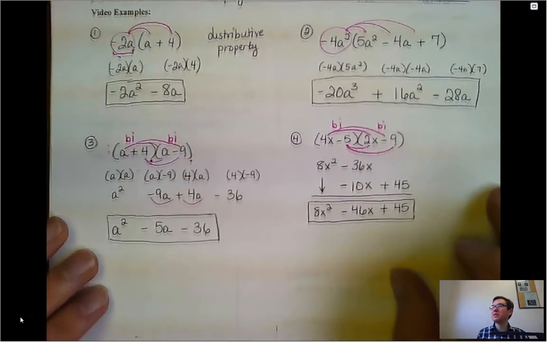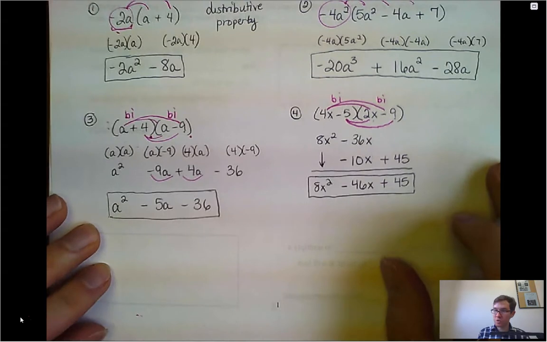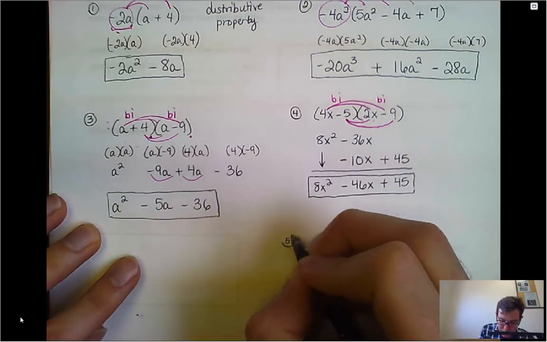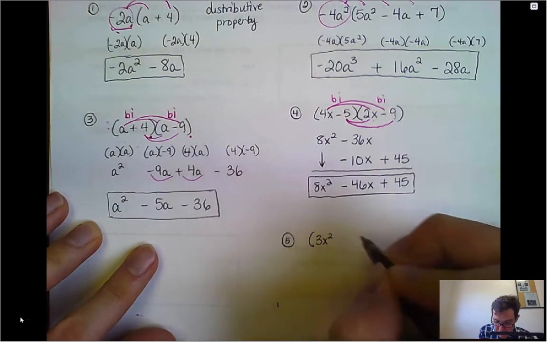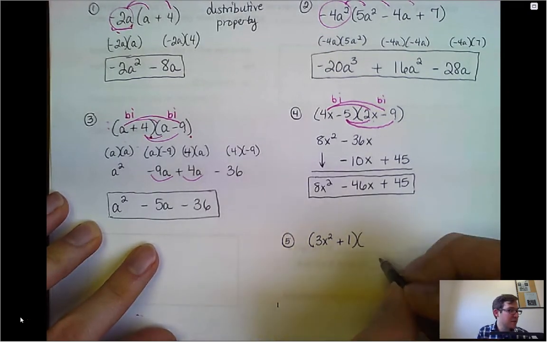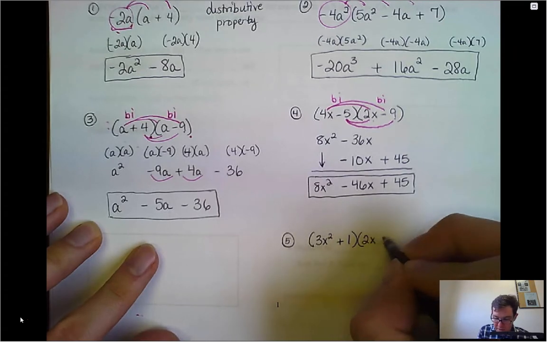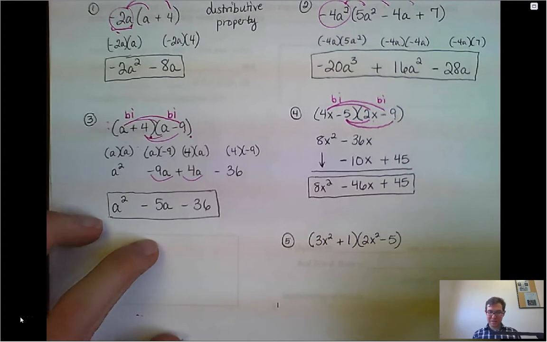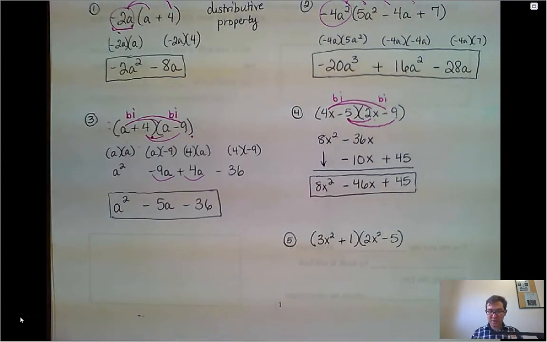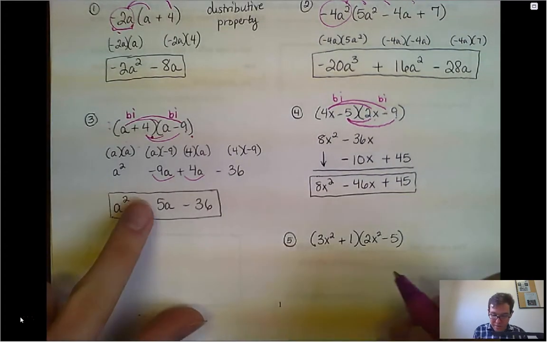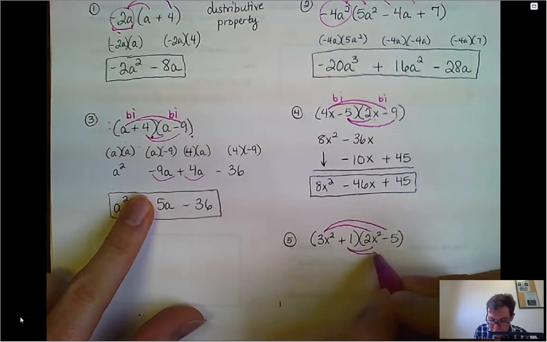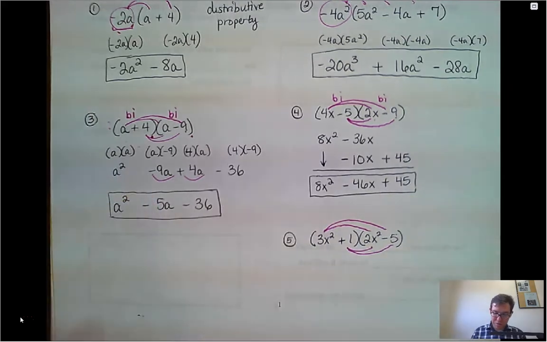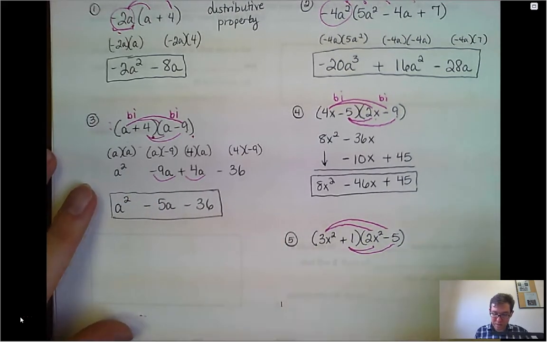Okay, let's do one more of this binomial times binomial. Let's look at the problem of 3x squared plus 1 times 2x squared minus 5. Let's take a look at this one. So we're going to do the same thing. Binomial times binomial. Every term in the first polynomial times every term in the second polynomial. So 3x squared times 2x squared.